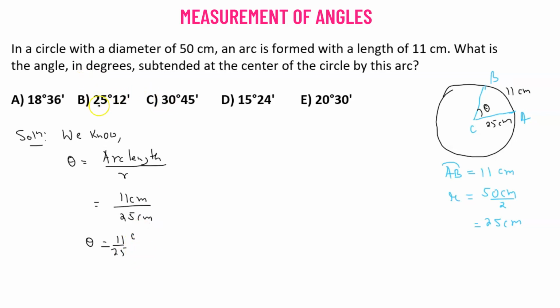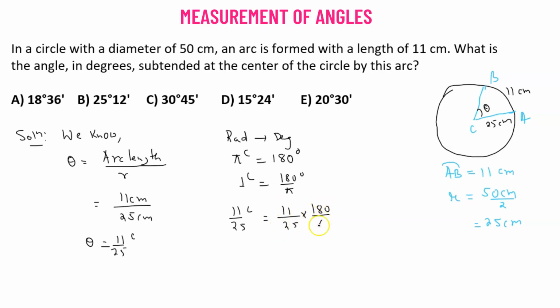But in this problem, clearly we have to find our result in terms of degrees. So we'll have to first convert the angle from radians to its degree measure. That's very simple. If we want to convert from radians to degrees, we have to remember that pi radians corresponds to 180 degrees, which means 1 radian will be simply 180 over pi degrees. So since we have 11 over 25 radians, all we have to do is take 11 over 25 and multiply it with 180 over pi.